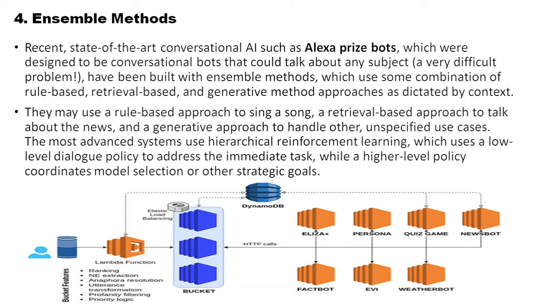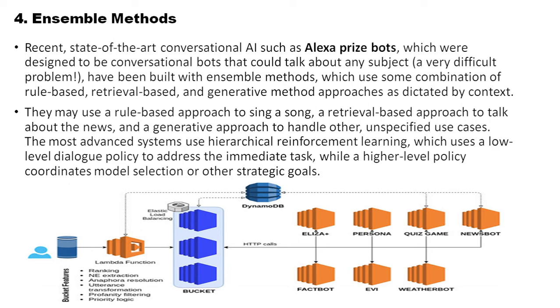Fourth one is ensemble methods. Recent state-of-the-art conversational AI such as Alexa Prize bots, which were designed to be conversational bots that would talk about any subject, have used ensemble methods, which use some combination of rule-based, retrieval-based, and generative approaches as dictated by context. They may use a rule-based approach to sing a song, a retrieval-based approach to talk about the news, and a generative approach to handle other unspecified use cases.